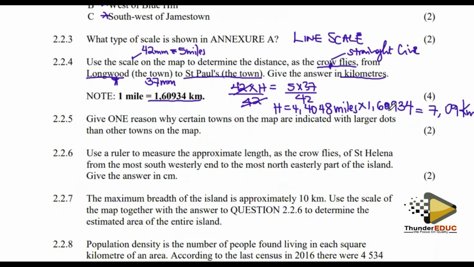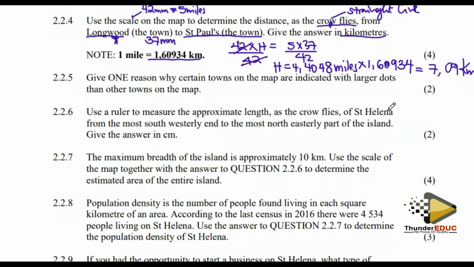Let's look at the next question. Give one reason why certain towns on the map are indicated with larger dots than other towns. The reason might be these are main towns. Someone might say they are major towns. Another one might also say they are big towns. Or another person can say they are harbors.